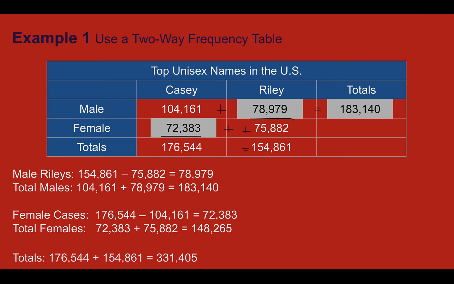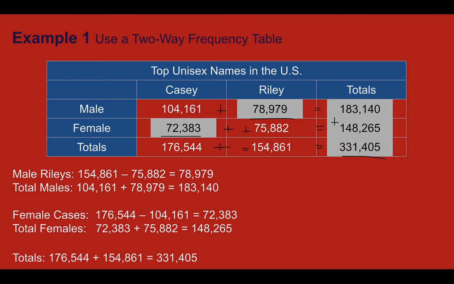We can add going across to get 148,265. And then finally, for our totals, to get what I call the total, we can either add across to get this number, or we can add going down to get the number. I suggest doing it both ways. If you get the same number both times, you did it correctly.